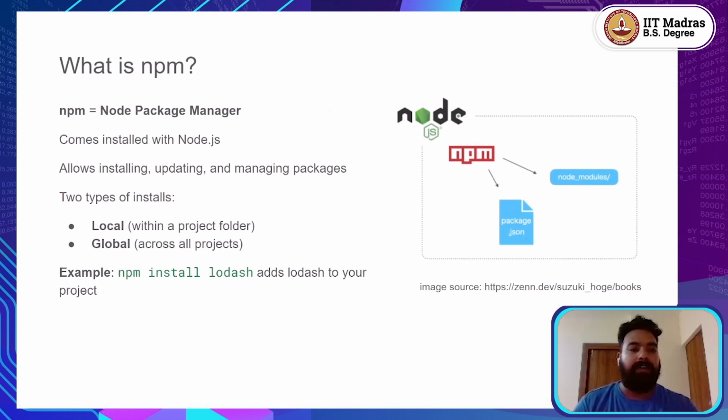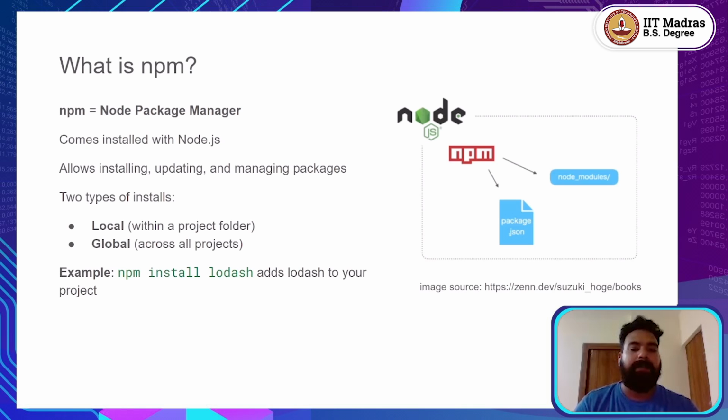Let's start with one of the most fundamental questions: what is NPM? NPM stands for Node Package Manager, and as the name suggests, it is a tool used to manage packages or libraries in JavaScript projects. The good news is that NPM comes pre-installed with Node.js. If you have Node.js on your system, you already have access to NPM. NPM allows you to easily install, update, and manage packages. These packages are reusable pieces of code. Think of utilities, frameworks, or tools that can help you avoid reinventing the wheel.